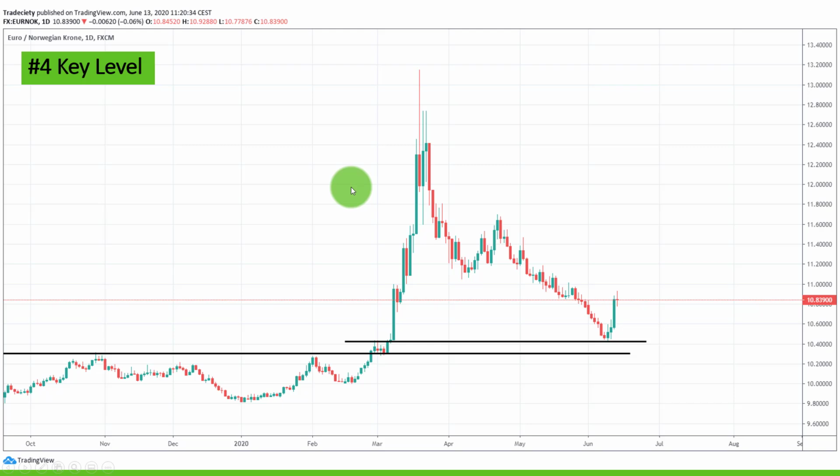Let's get to the last key point, which brings everything together really, and I called it key level. Instead of taking trades at random places all over your charts, you let the price action come to you, and you only take signals and trades at key levels.